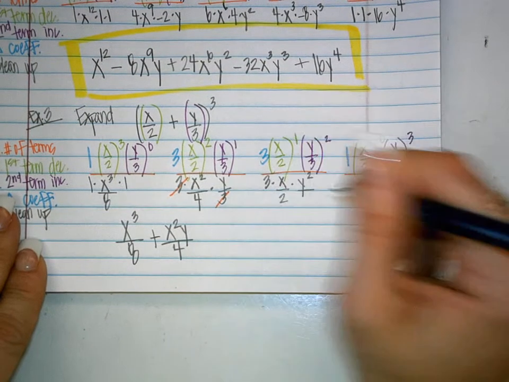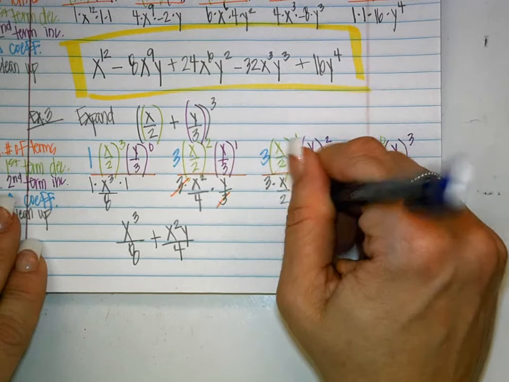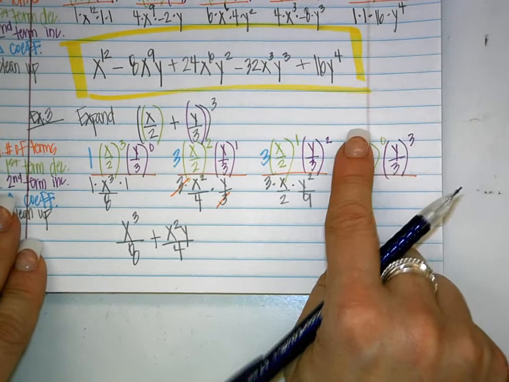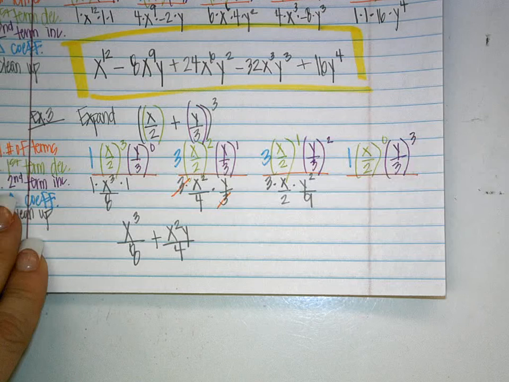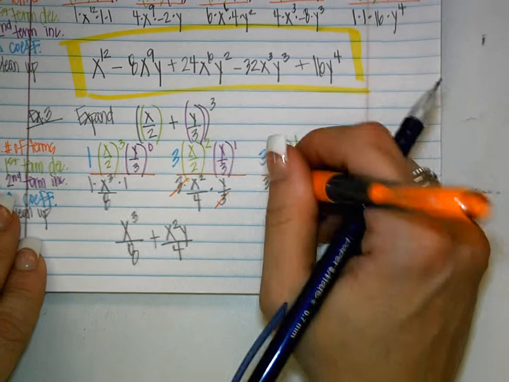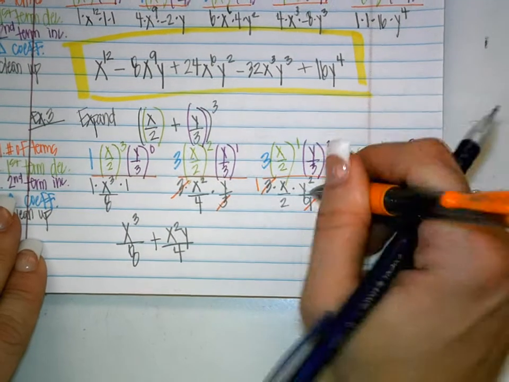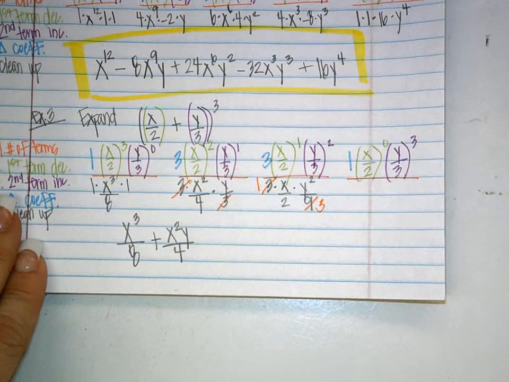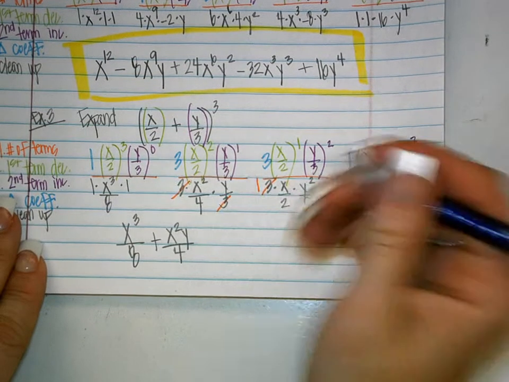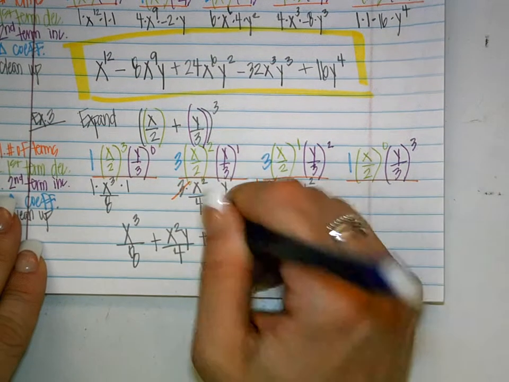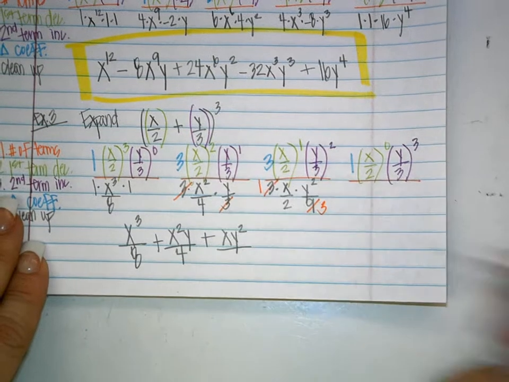Y squared over 9. Don't forget this exponent does belong to the denominator as well. Then we can cross-reduce. The 3 and the 9 can reduce, and it leaves you a 1 and a 3 in the denominator. So if you multiply across the top, multiply across the bottom, your next term should be positive xy squared over what?